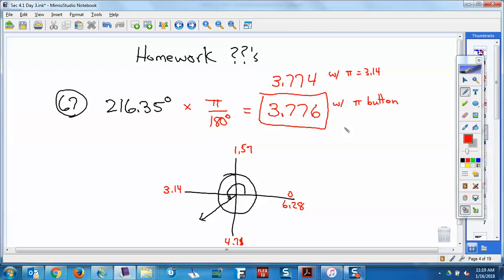Okay, here's this one. Now here's what I did. If I did 3.14, I got this. If I did the pi button, I got this. So it makes a difference out to the third decimal place. Now I think if I would have typed in 3.14159, then I probably still would have been okay. All right, but anyway, there's our answer. So this is 216 degrees, which makes sense to be over here. 3.77. Sure enough, this is 3.14, and then a little farther.